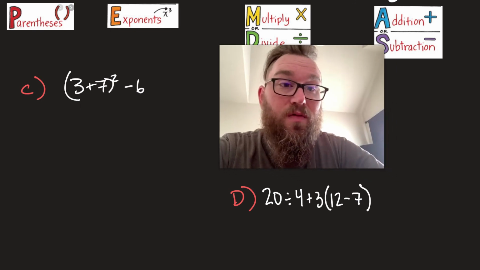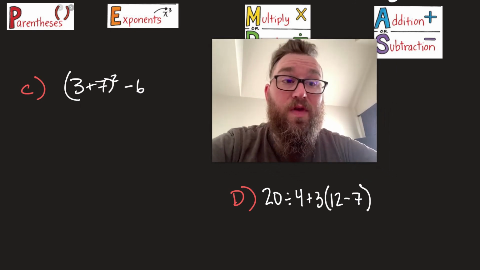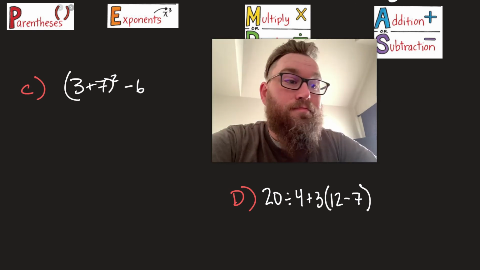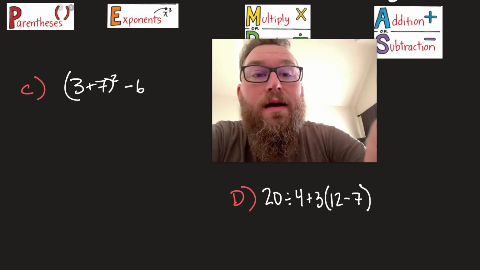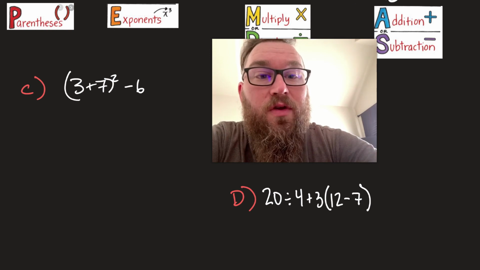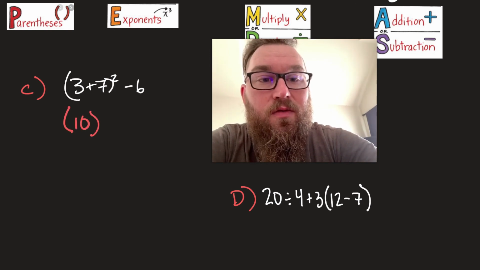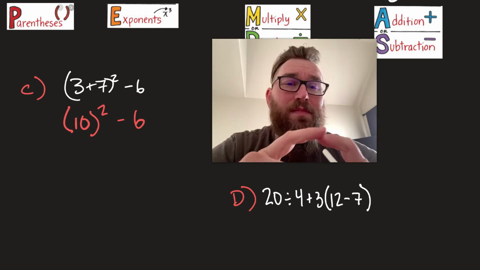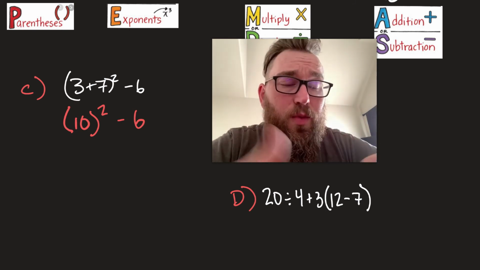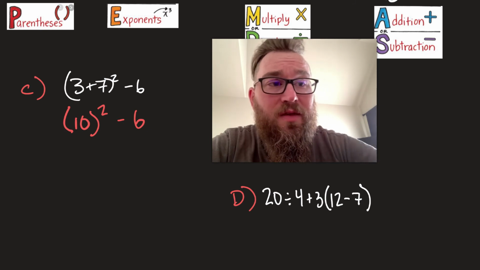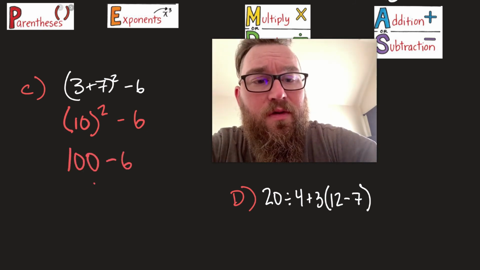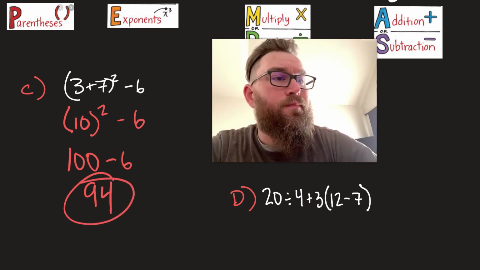So now I just want to clarify here. This says parentheses 3 plus 7 squared minus 6. All right, so I have to do what's inside the parentheses first because that comes first. So I get 10. So 10 squared minus 6. Now, technically I still have parentheses written there, but there's nothing to do inside the parentheses. So we just move on to exponents. 10 squared is 10 times 10, which is 100. 100 minus 6 is 94. What was the answer for C?